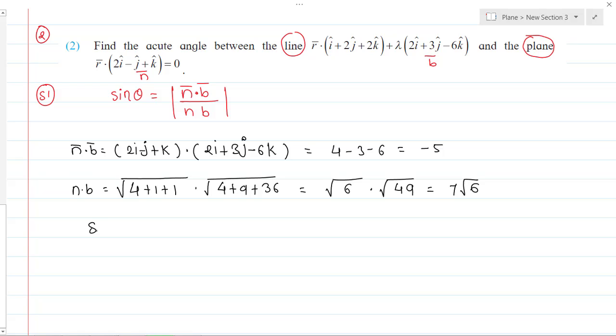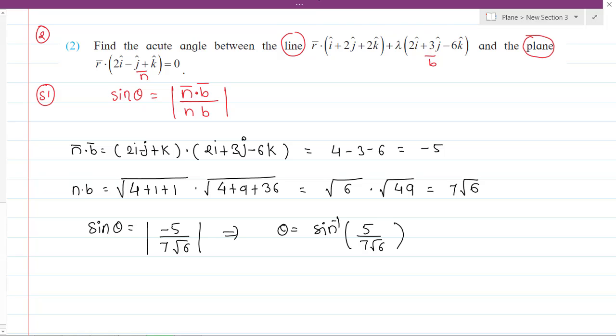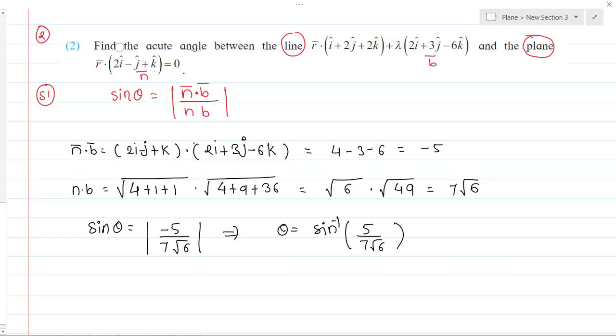Now let's substitute these two values into sin theta. Sin theta is minus 5 divided by 7 root 6. Therefore theta equals sine inverse of the modulus value, so the minus is cancelled, and it is 5 by 7 root 6. This is my answer, the angle between the given line and plane. That's it, it's very simple.